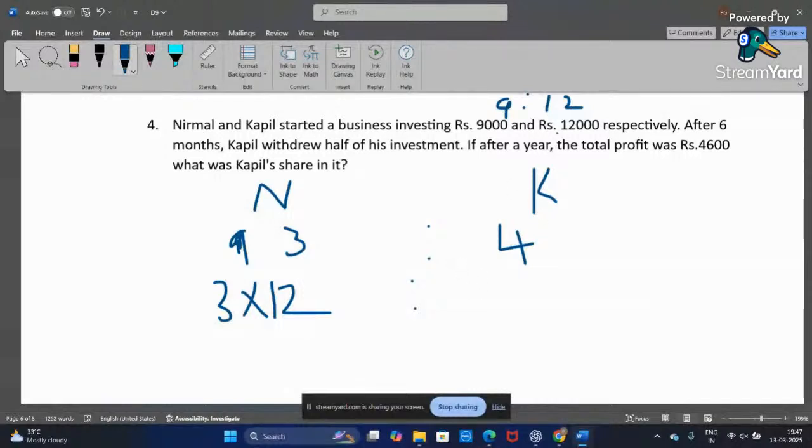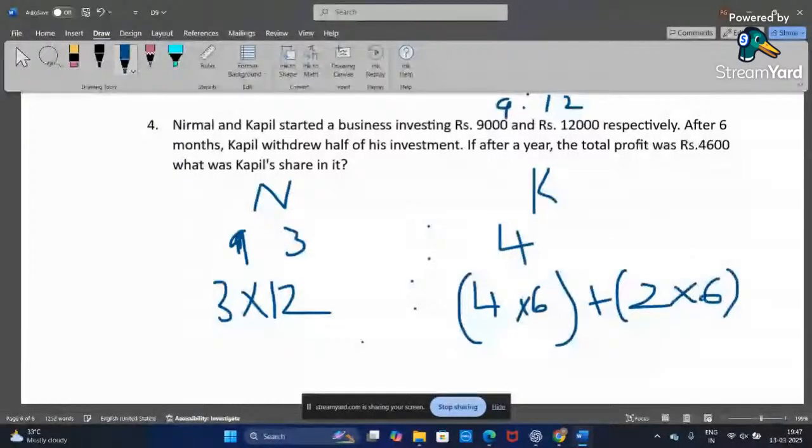Then for Kapil, he has kept the initial amount only for 6 months. So we have written here 6 plus, he has taken out half of the investment amount. So the remaining amount will be half of the 4, which is 2, and that is for the remaining 6 months. Right. Then 3 12s are 36. 4 6s are 24 plus 12, it is again 36. The ratio will be 1:1.